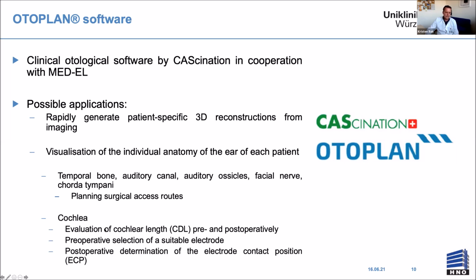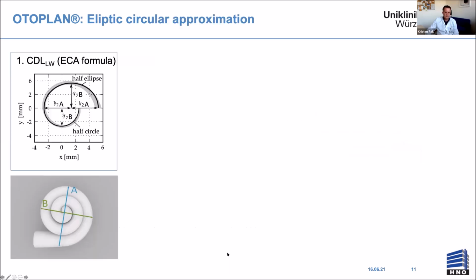And also the cochlea can be evaluated really precisely. The cochlear duct length can be evaluated pre- and postoperatively. You can use it for the selection of the electrode and to determine the electrode contact position postoperatively with the respective frequencies.